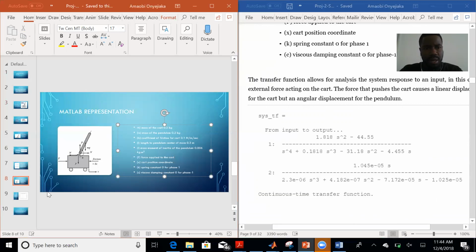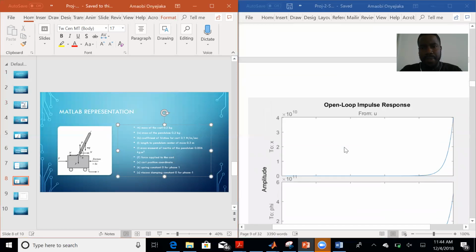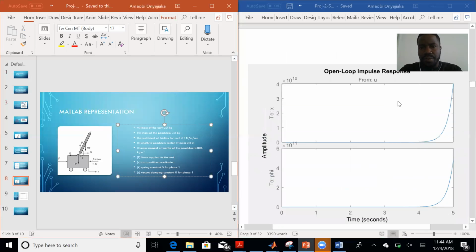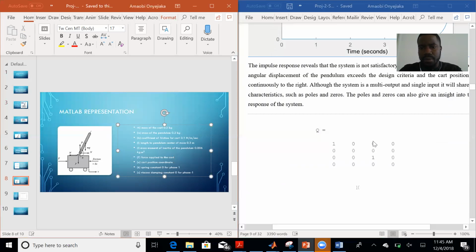Okay, in the MATLAB code, we're able to establish a transfer function, and this is going to be in the Laplace domain, which is a continuous time transfer function. If we design the controller as an open loop system, it wouldn't meet the necessary criteria of our design. So this graph represents an open loop impulse response system. And as you can see, the displacement of the cart and the displacement of the pendulum goes on infinitely.